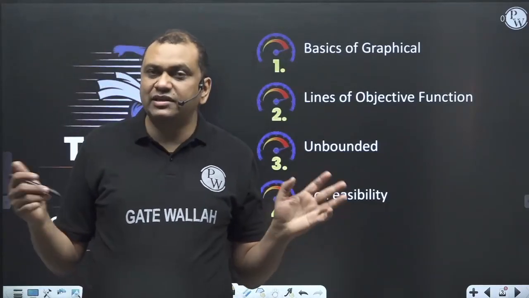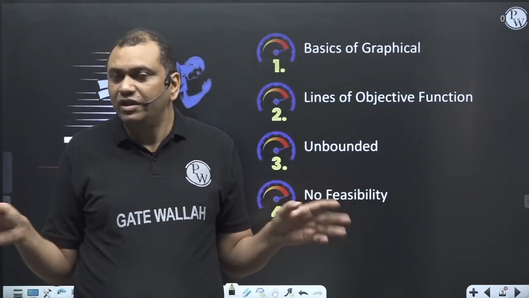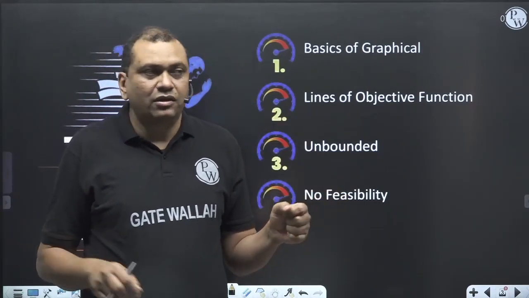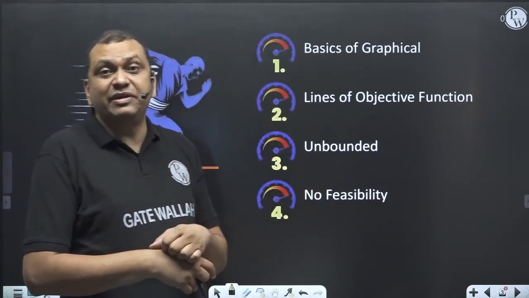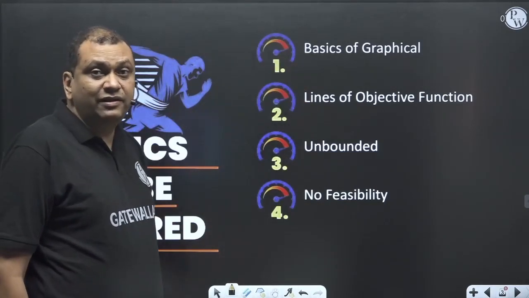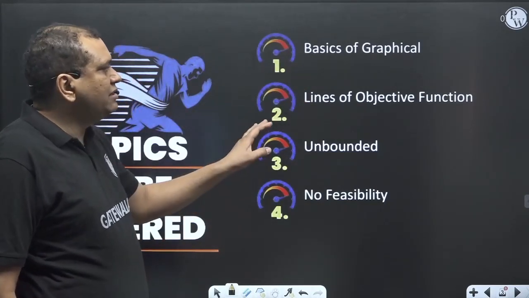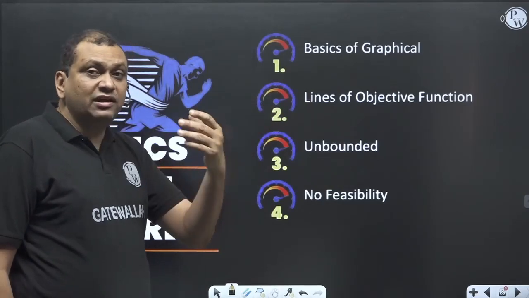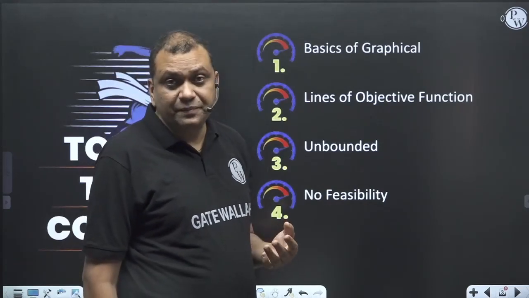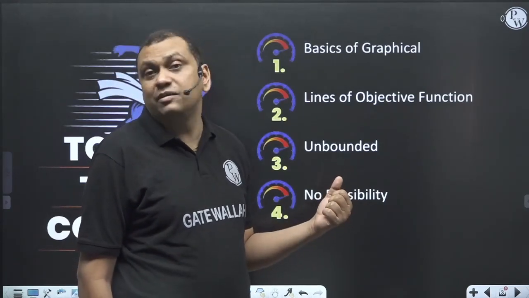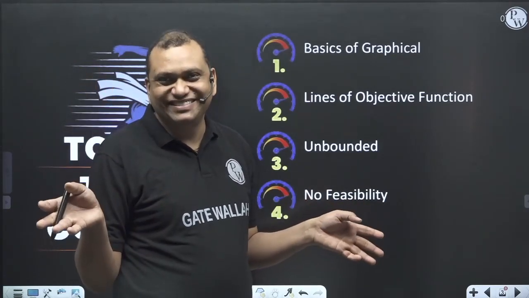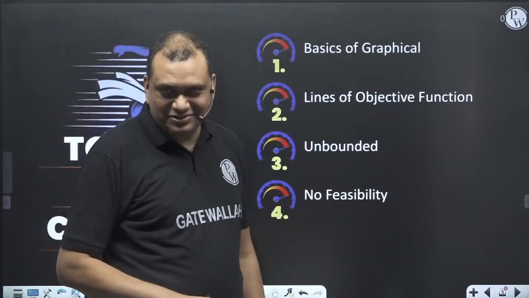So in the graphical method, what I am going to cover, once again, in the one-shot series, the graphical lecture will be short. But there are very, very important fundamentals in that, okay? So I will be covering some basics of graphical. Then I will be covering the lines of objective function, how to draw the lines of objective function. Because in GATE, sometimes a very tricky question comes. And one such question I have incorporated in the discussion. By the way, these one-shot series lectures are in English. For Hindi, we have done the crash course, okay?